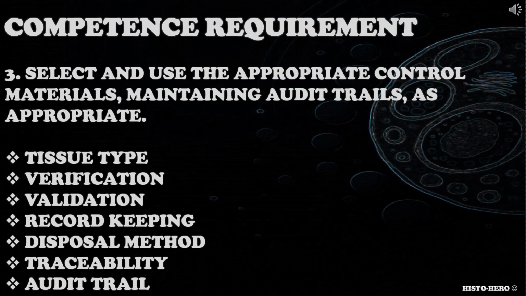The third competence requirement is for you to select and use the appropriate control materials, maintaining audit trails, as appropriate. What control material do you use for H&E staining and why? How do you maintain audit trail for control material used? How do you produce appropriate control material for H&E staining? Consider tissue types you would use, verification, validation of control material, record keeping for control blocks and control slides, disposal of control material, traceability, and audit trail.